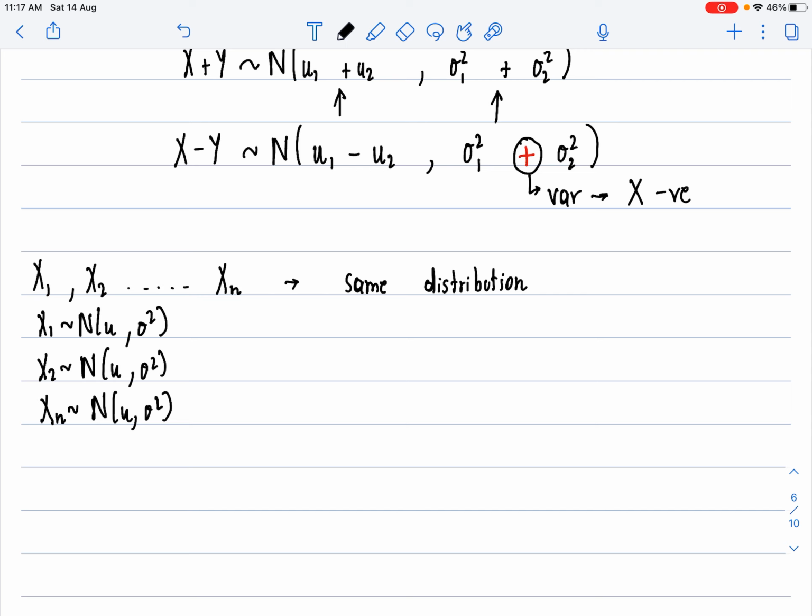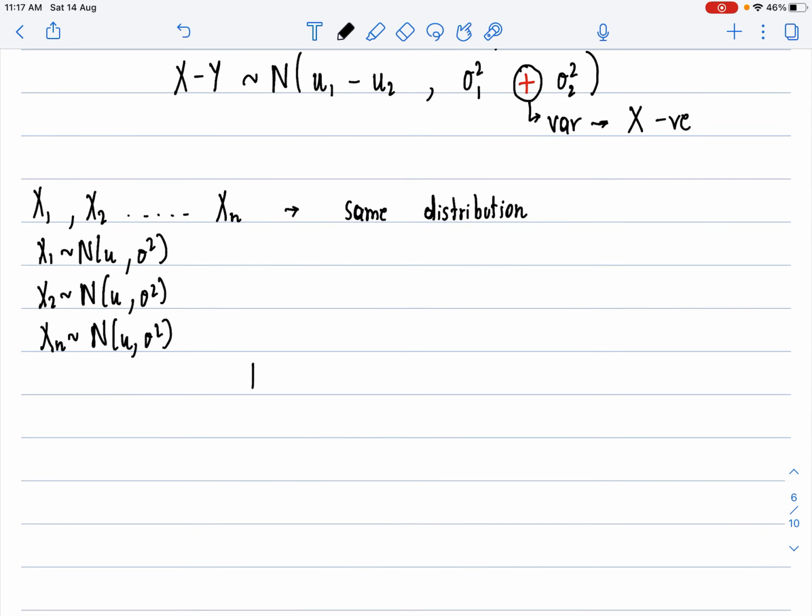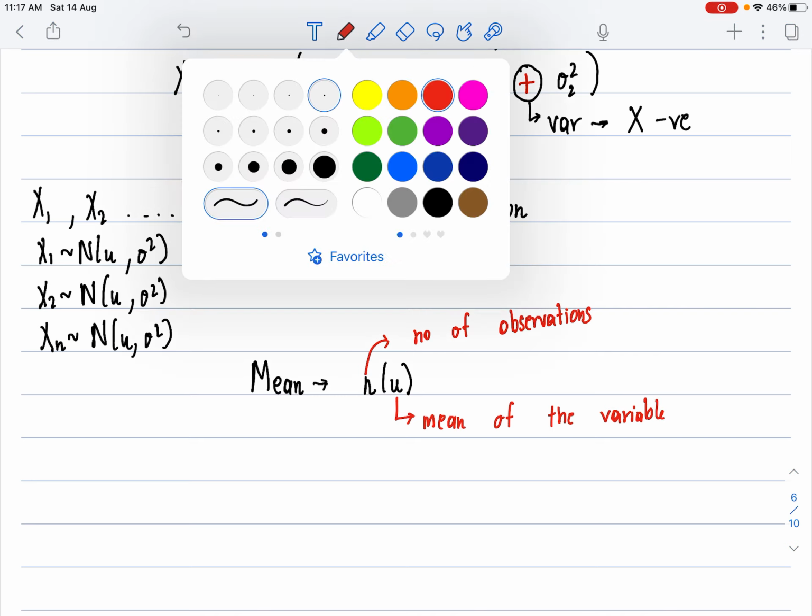So in this case, you need to know that the mean which you will have will be n into the mean of the variable X. N will be the number of observations and the mean will be the mean of the variable X, which will be provided in the question. So this is what you basically need to know.